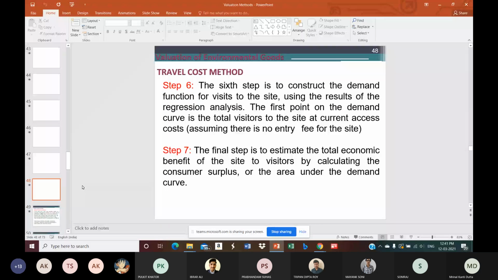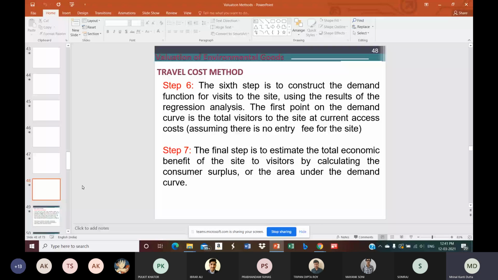So constructing the demand function for visits to the site using the results of the regression analysis that is done. On the demand curve, the total visitors to the site at current excess cost is actually taken into account, and also the information obtained in the previous regression model might also be used, and ultimately a demand function for visits to the site can be estimated.